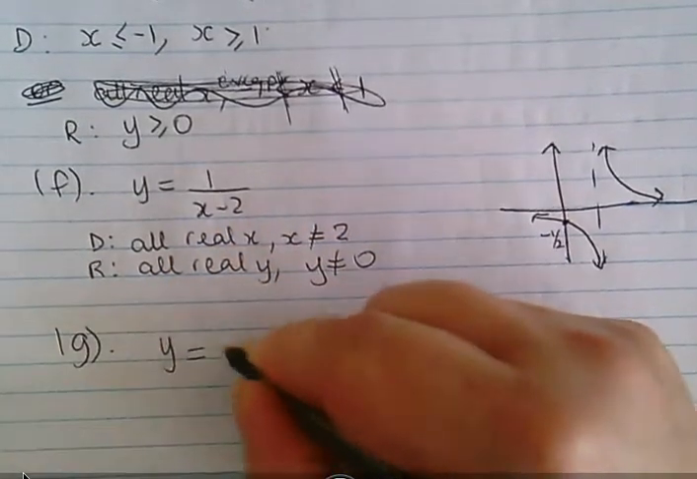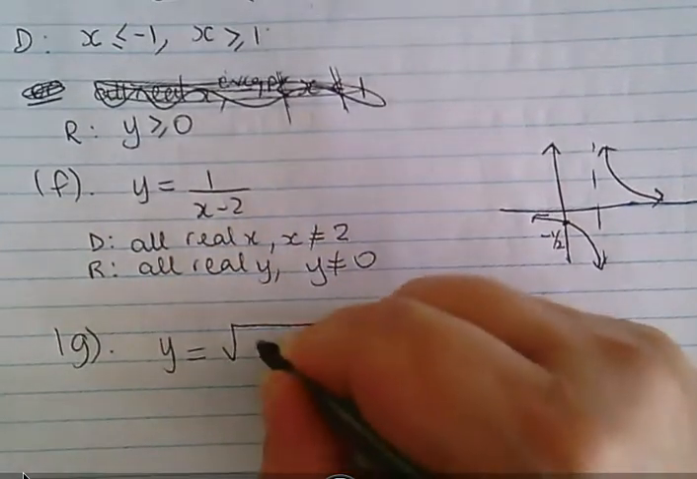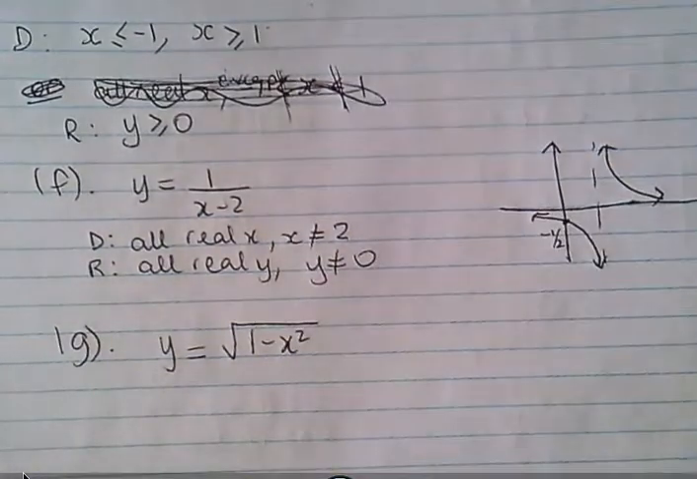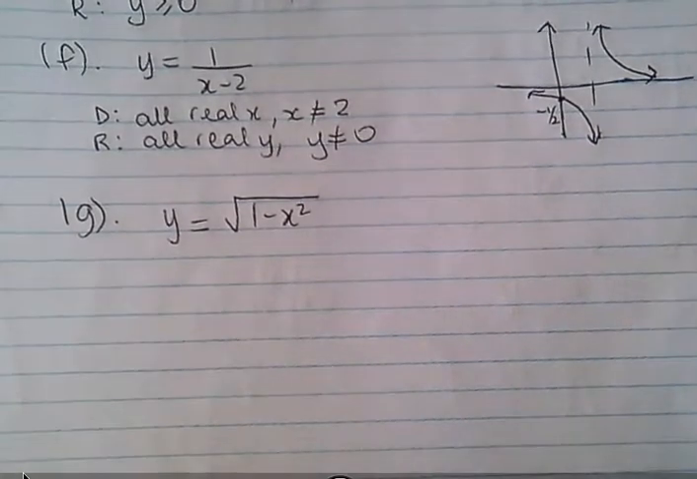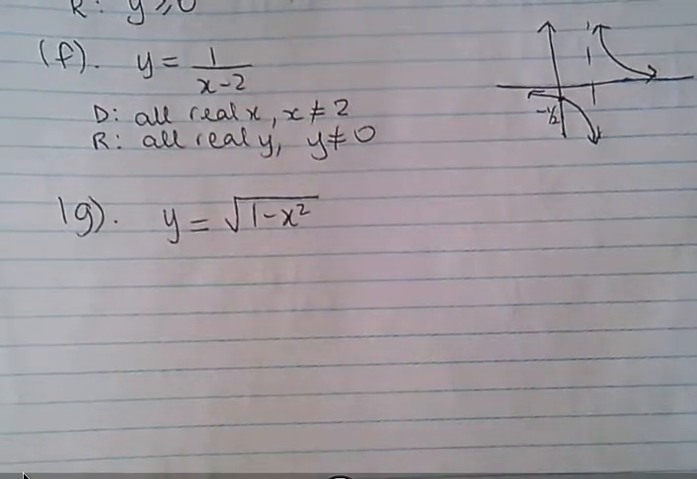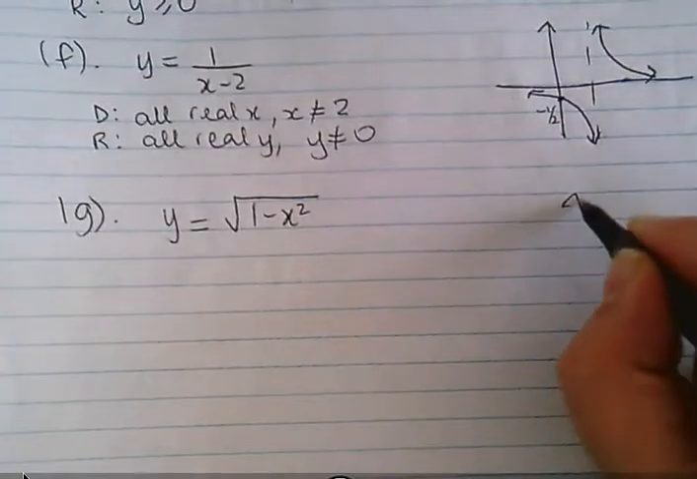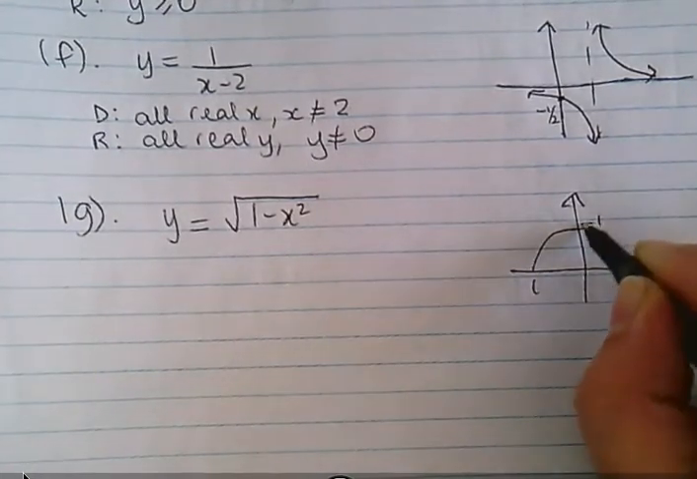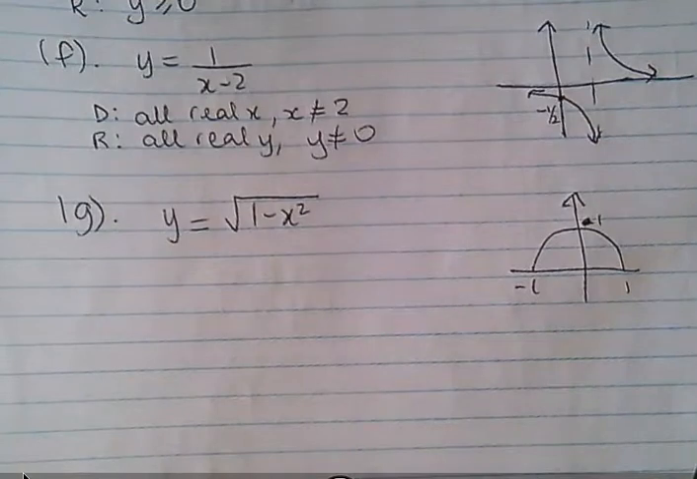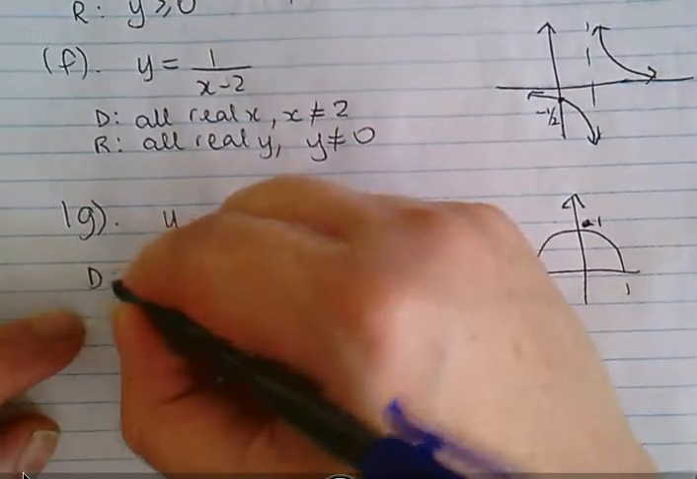Is this the positive square root of, or is it the negative? No. 1 minus x squared. What's this one? Yeah, it's a semicircle. You recognize it? So you do recognize it as a semicircle, radius 1. But let's say you didn't recognize it as that. Look, the domain is easy to work out.